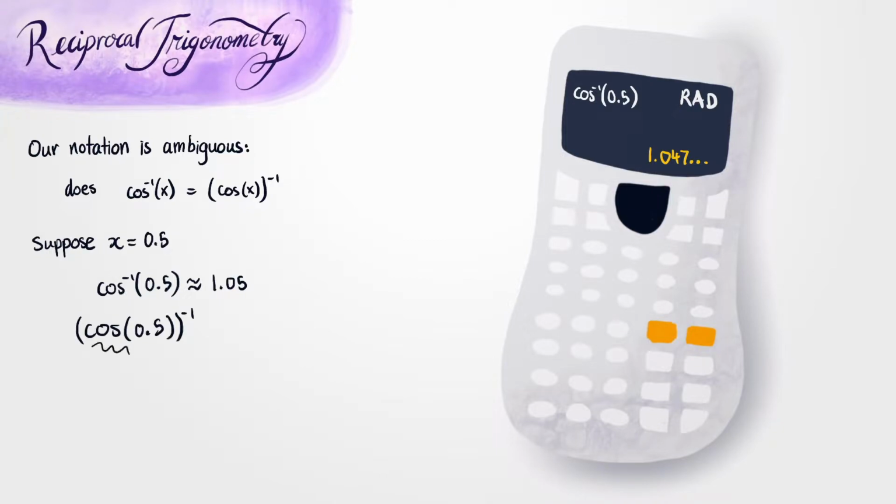On the other hand, if we go ahead and take the reciprocal of the cosine of 0.5, we'll notice that its value is actually different. Since this value is 1.14, it's clearly not the same as the 1.05 that we got before. This means that when we write cosine to the power of -1, we mean the inverse function and not the reciprocal.